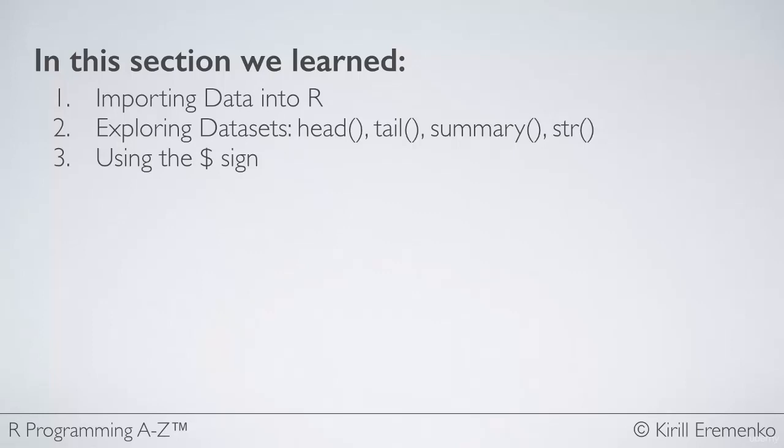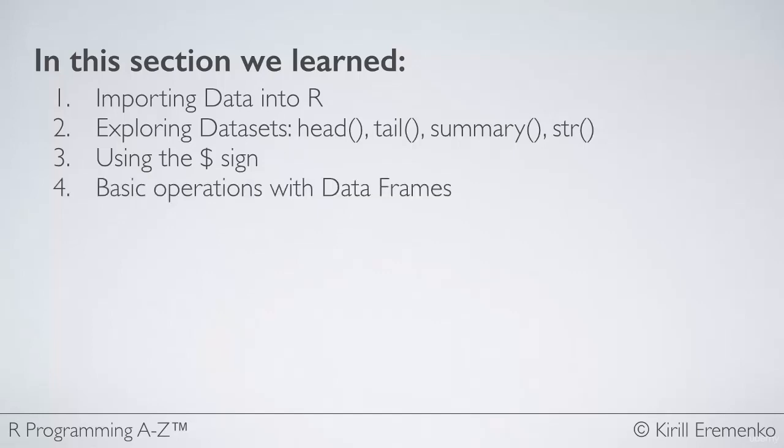Then we learned how to use the $ sign. The $ sign is very specific to data frames. It's a shortcut to accessing the columns by their names, because usually in a data frame columns would have names, because that's how data is normally stored in its source. And then you can just say the data frame's name, $ sign, and then the column name. That way it's a very quick approach to accessing separate columns in your data frame.